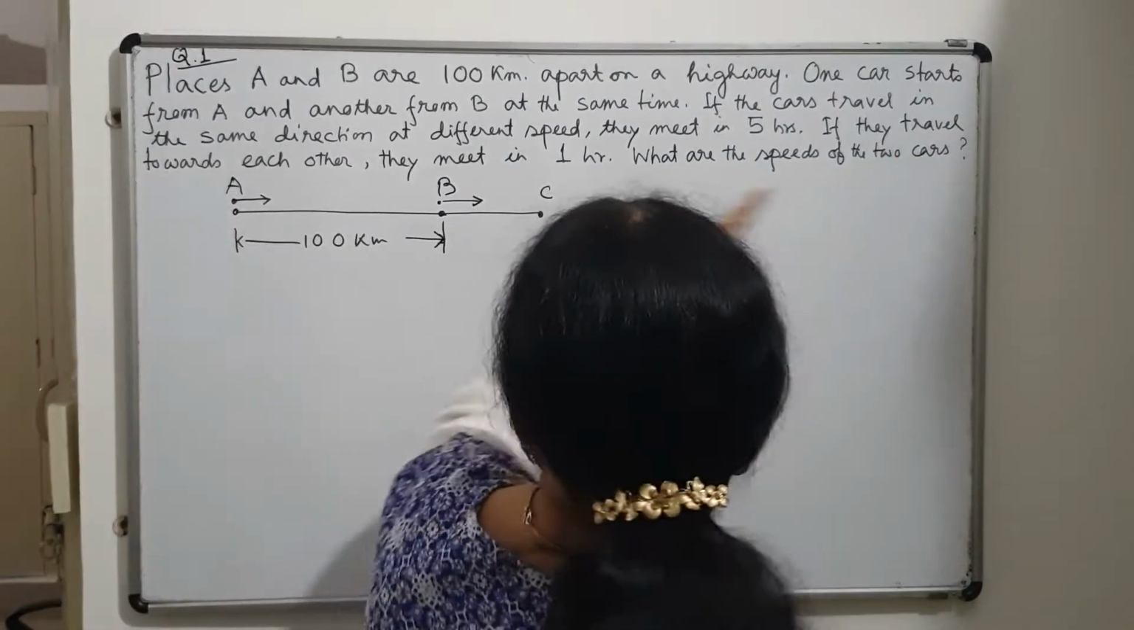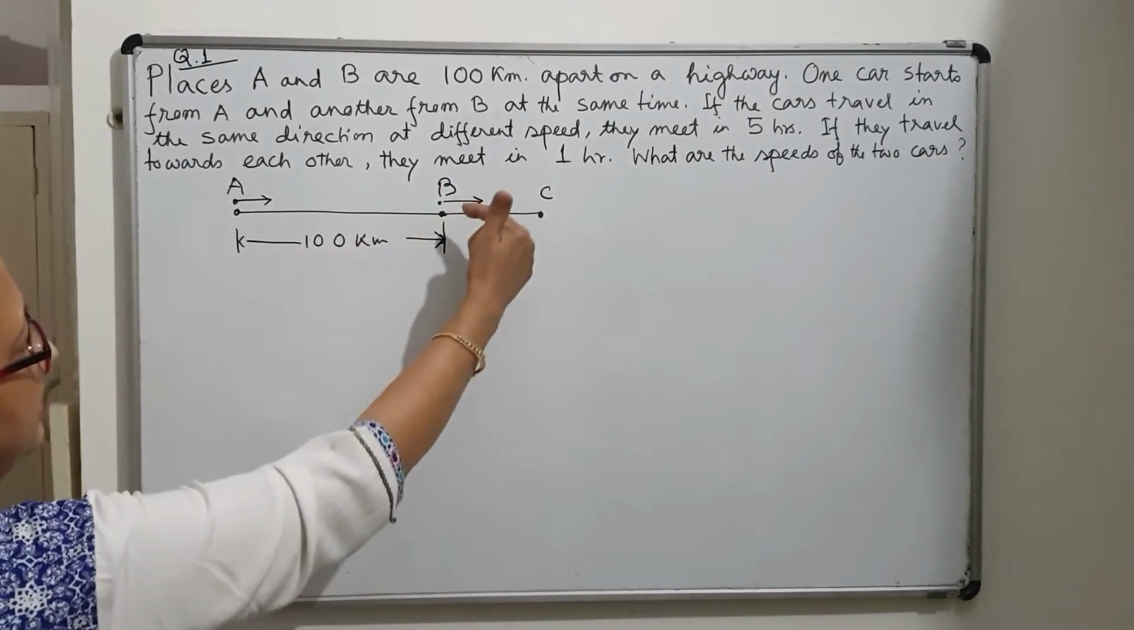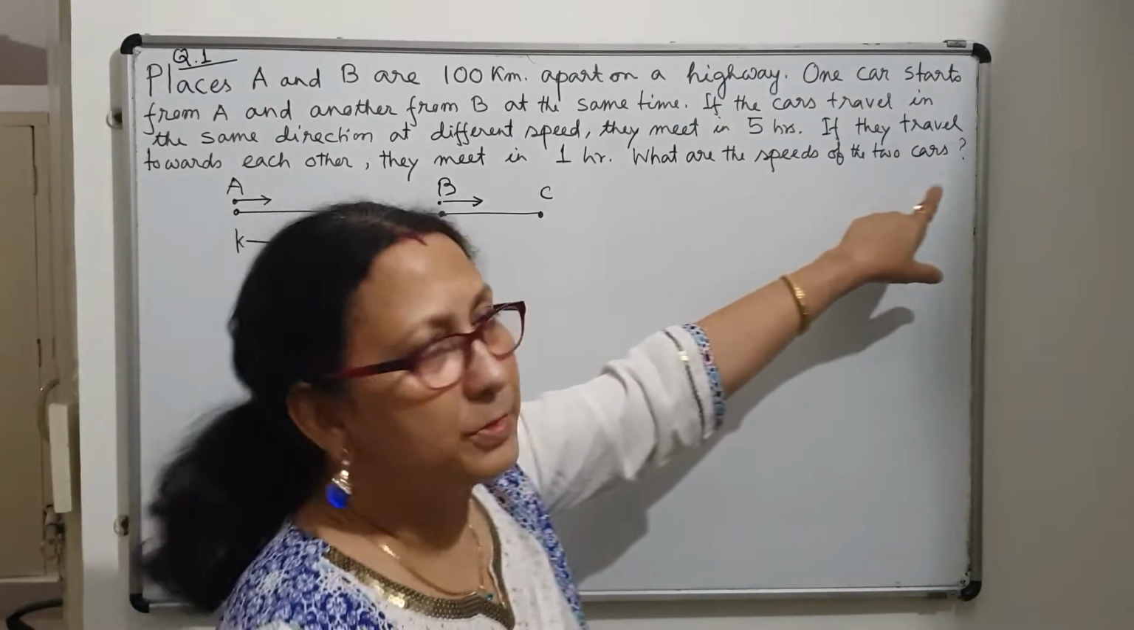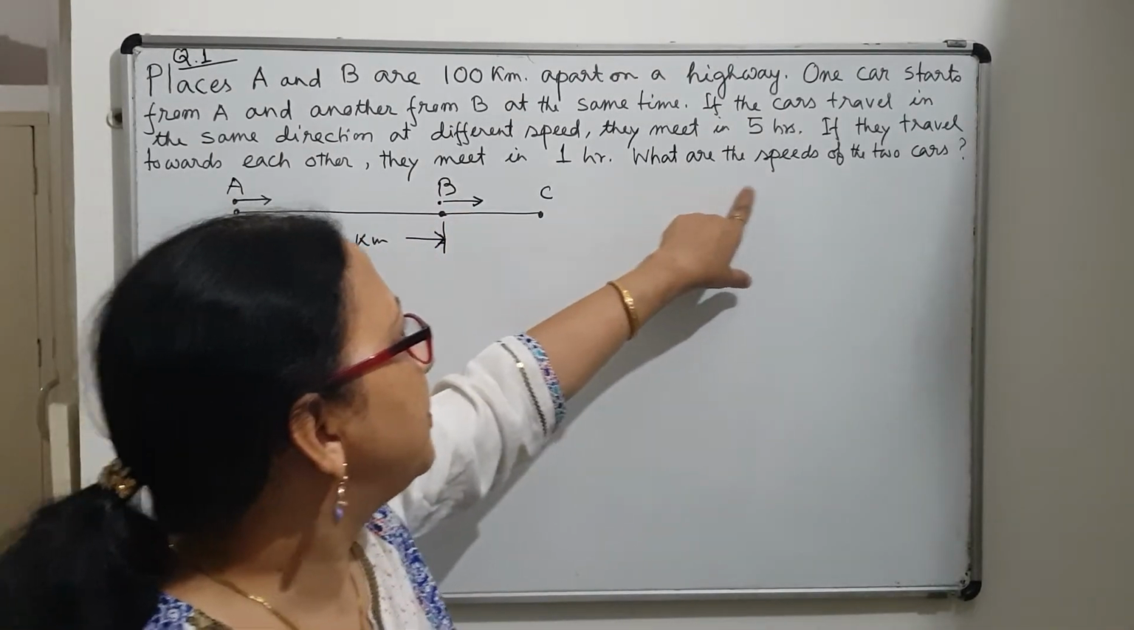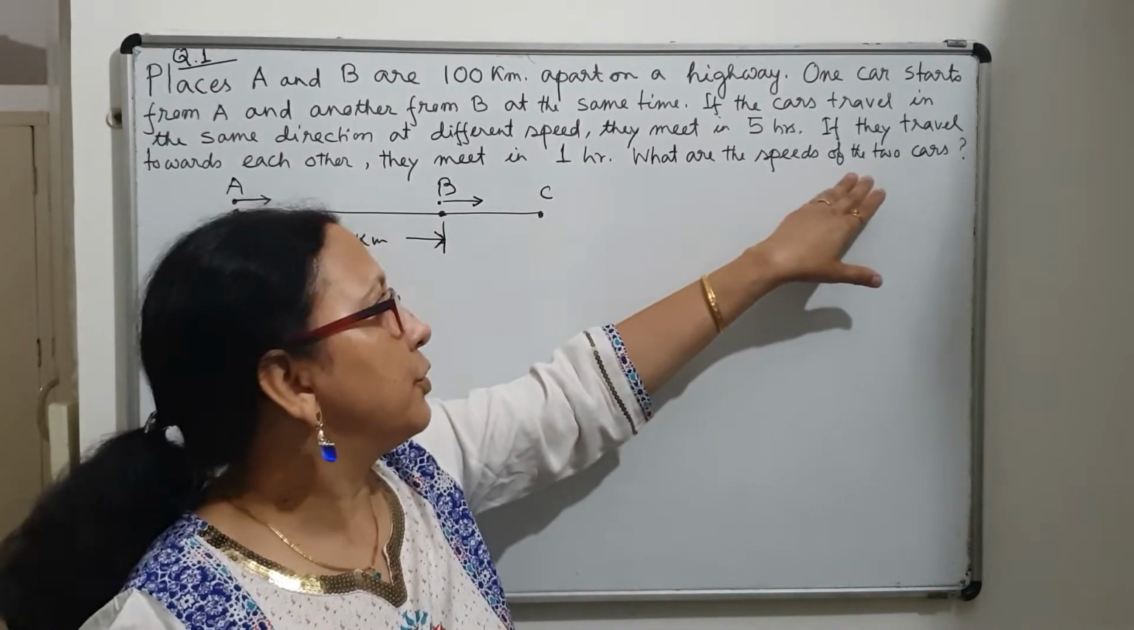And if they travel towards each other, they meet in 1 hour. That is, B travels in this way, then they will meet in 1 hour. What are the speeds of the two cars? So what do we have to find? The speeds of the two cars. This is our unknowns, so these will be our variables.